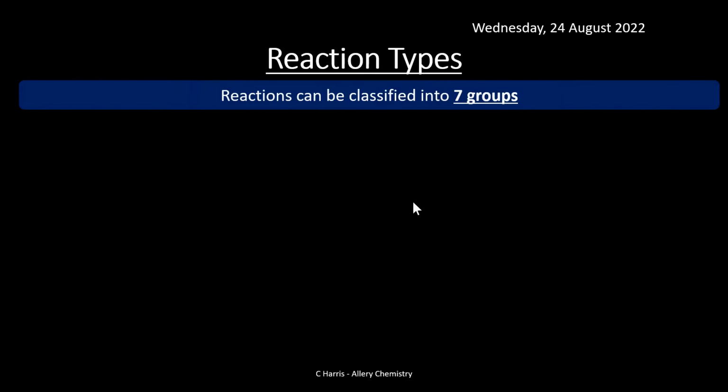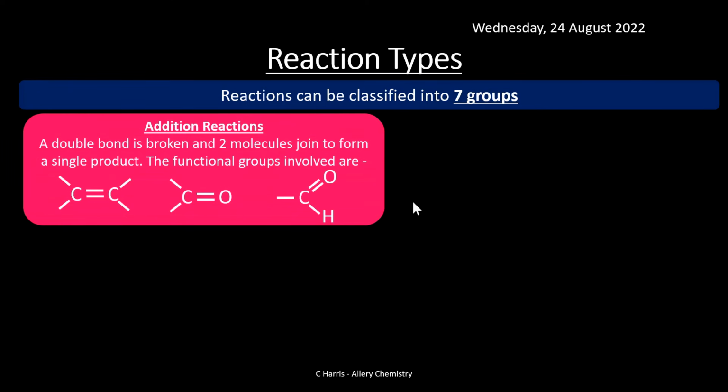Okay, so let's have a look at some other reaction types. So obviously that's an example of homolytic fission. Different chemical reactions can be split into 7 broad groups. And again, this is just an introduction. You will go into these reactions in a lot more detail later on when you go into specific examples.